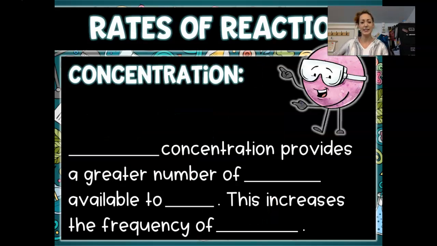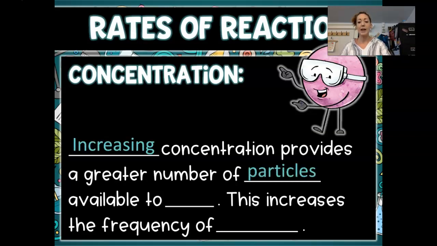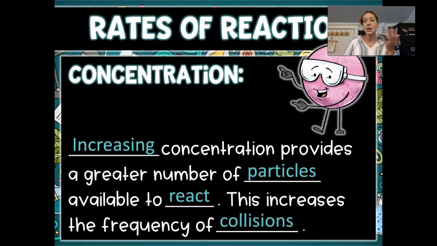All right, our next factor in rate of reaction has to do with concentration. Increasing the concentration provides a greater number of particles available to react. This increases the frequency of collisions. Concentration would have been when we did that sugar saturation, right? We kept adding sugar and sugar and sugar until you couldn't dissolve anymore. And you remember how it would just kind of sit in that water?